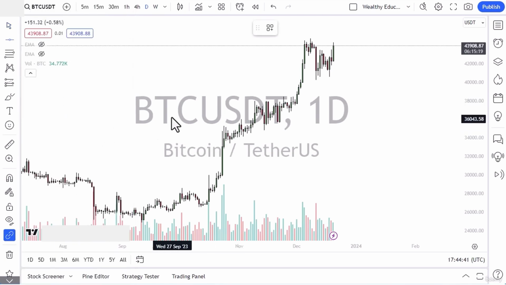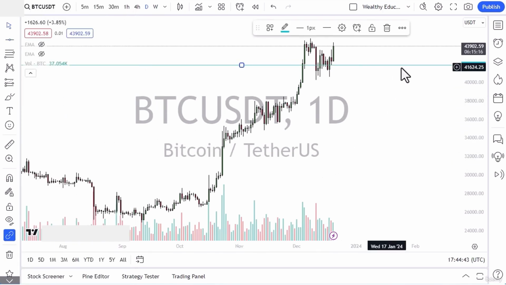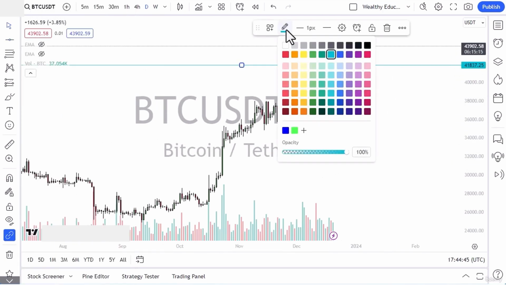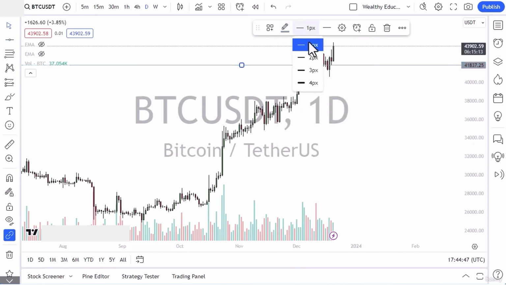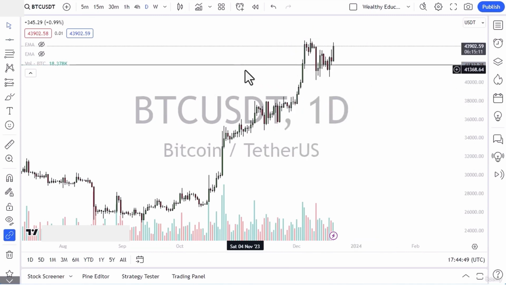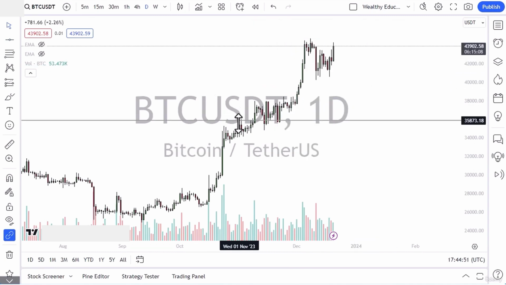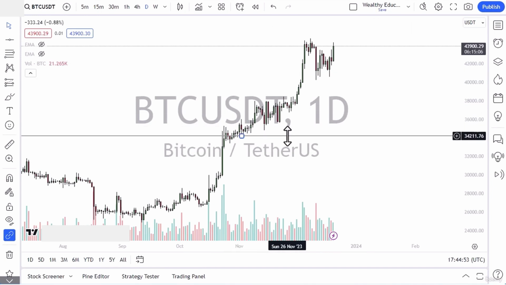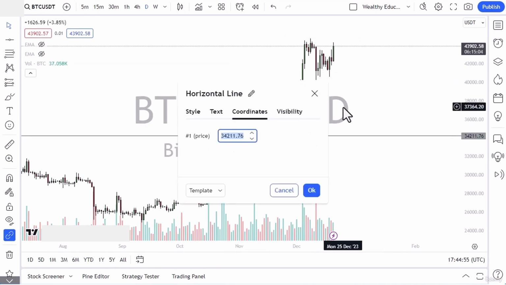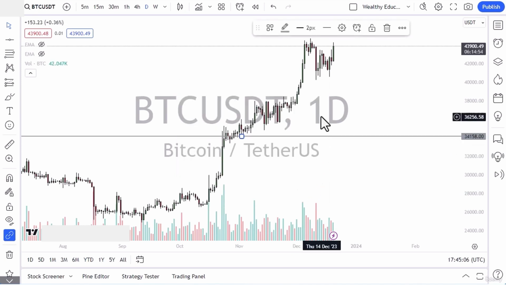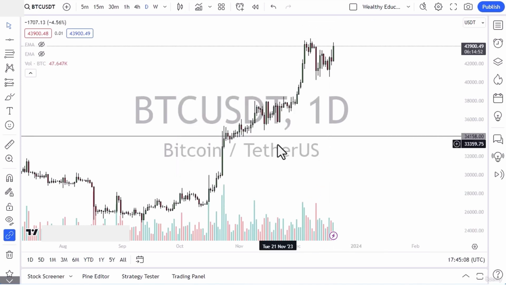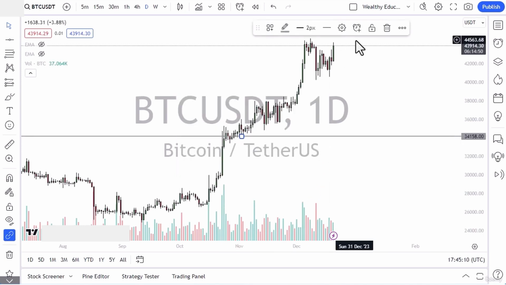Now, the horizontal line, you click on it, it just draws a line across. You can see I have mine in turquoise. Let me go ahead and change it over to the color we've been using. You can see that you can click on it. You can drag it. You can go into the settings wheel and put a specific price. So 34,158, if that is what I want to put. And that's exactly where it's at. You can see it's highlighted there.